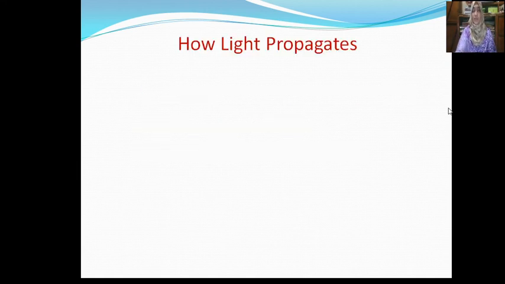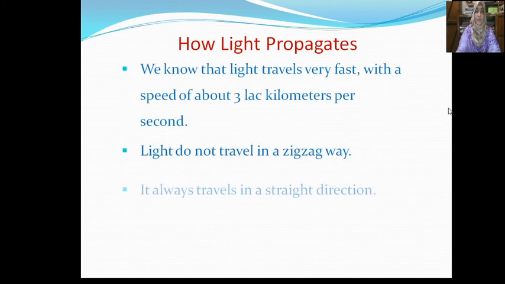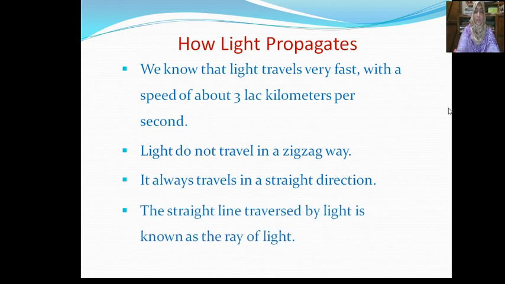Now I discuss with you how light propagates. We know that light travels very fast with a speed of about 3 lakh kilometers per second. But how does light travel? Does it travel in a straight direction or takes a curvilinear way? Let us engage in a task now. From this task, you will understand how light travels.